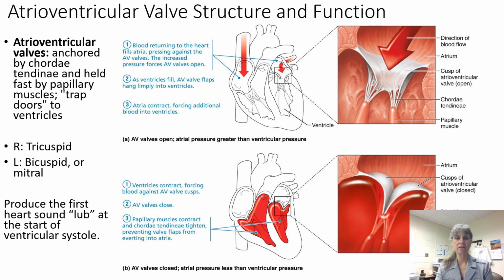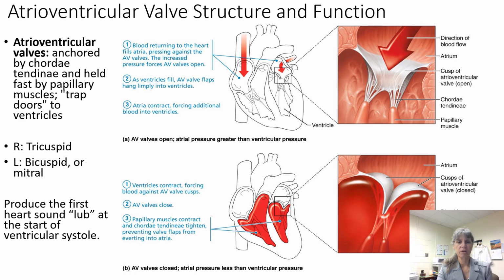Next, we're going to take a look at the structure of the atrioventricular valves. So these are the tricuspid and bicuspid or mitral valves, and they are made up of cusp-like structures. They have chordae tendineae that will attach them to the papillary muscles.